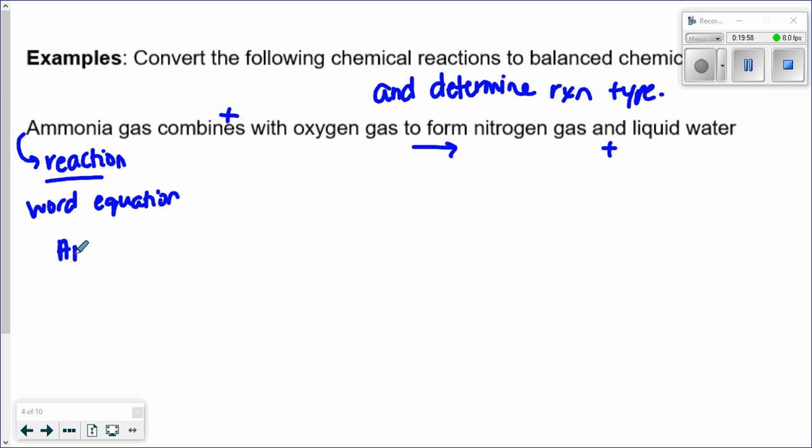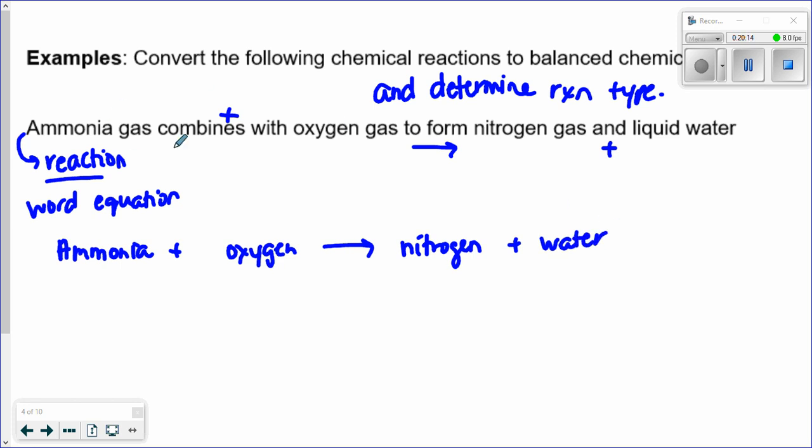But I'm going to write it: ammonia plus oxygen produces nitrogen plus water. So I've just summarized this a little bit more in terms of what the equation will actually look like. Ammonia is one of your memorized molecular compounds, so it's NH3 plus oxygen. We know oxygen is found diatomically, so that's going to be O2.